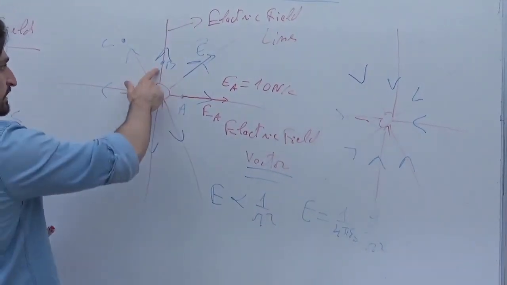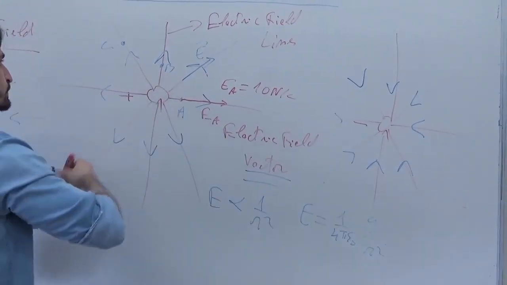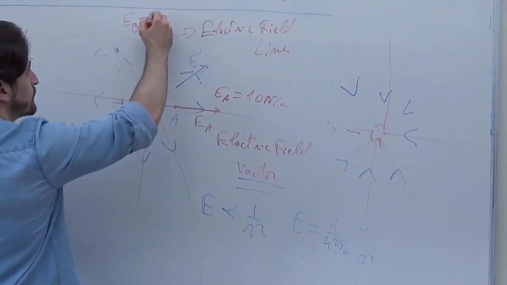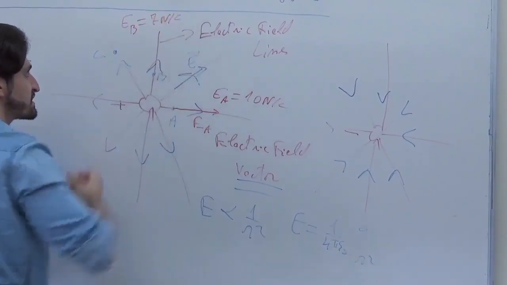Now let's say you want to find the electric field at point B. And let's say that the electric field at point B is actually equal now to 7 newtons per coulomb.